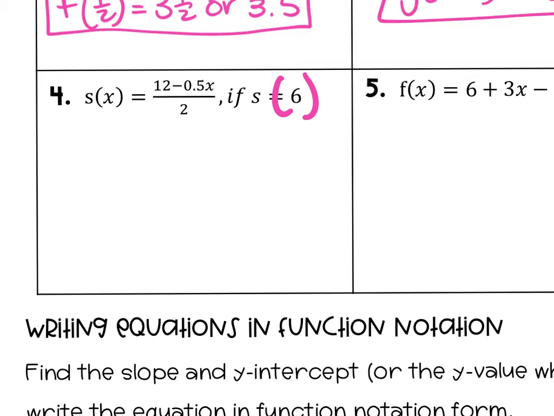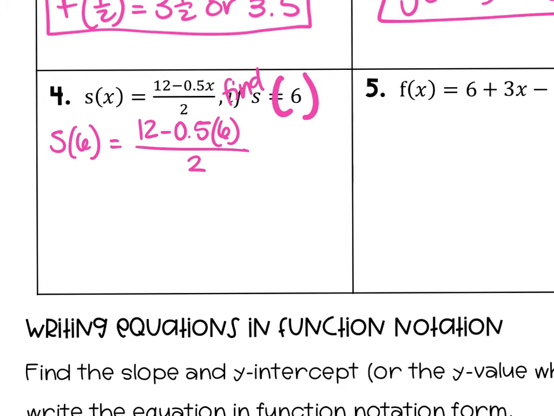Okay, 4. So s of x equals (12 minus 0.5x) divided by 2. Find s of 6. Plug in for the x. And plug in for x there.